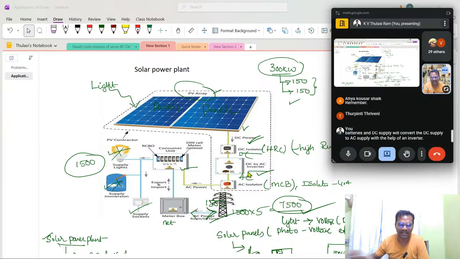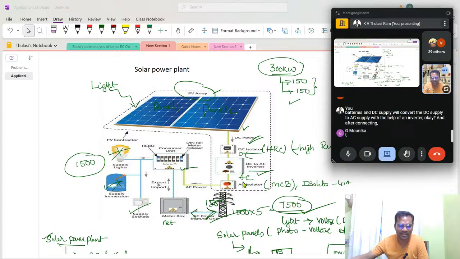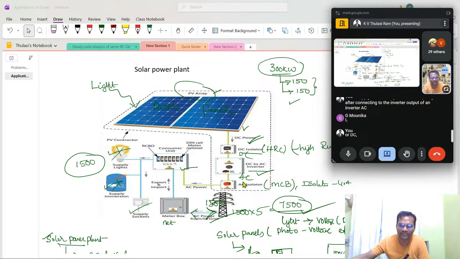After connecting to the inverter, what is the output of an inverter? AC or DC? AC supply. So this AC is connected, and we are connected to the fans, lights, computer labs, everything. And there is one more meter. What is the name of this meter?